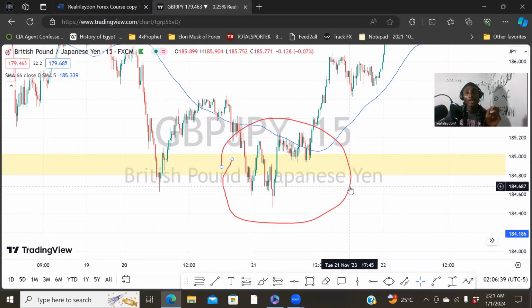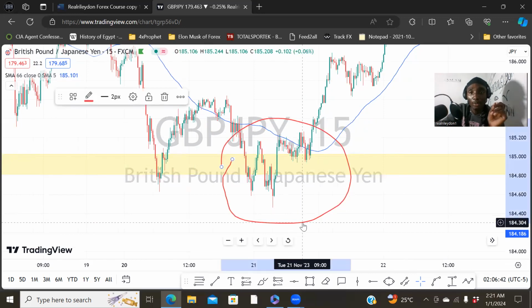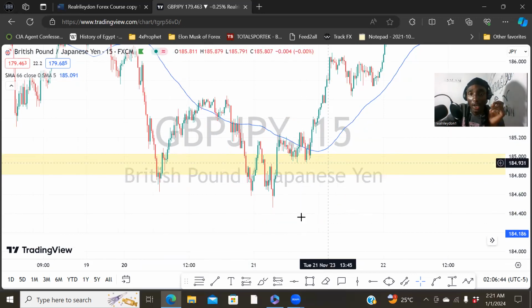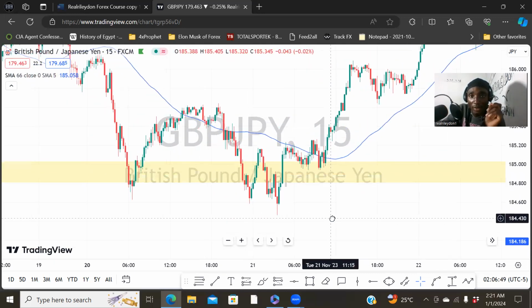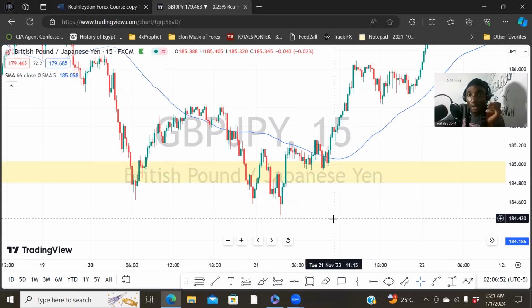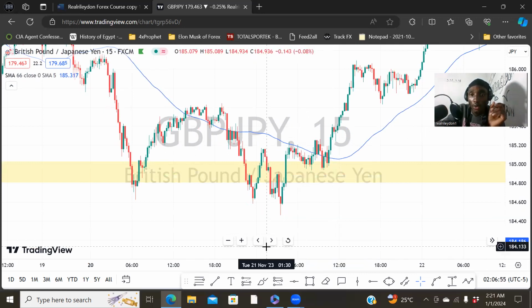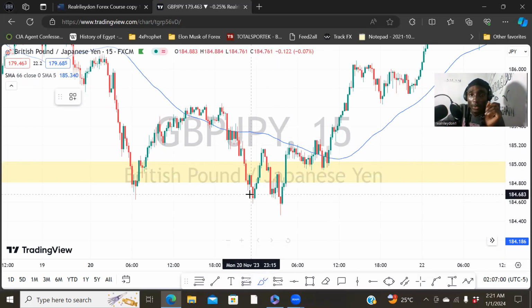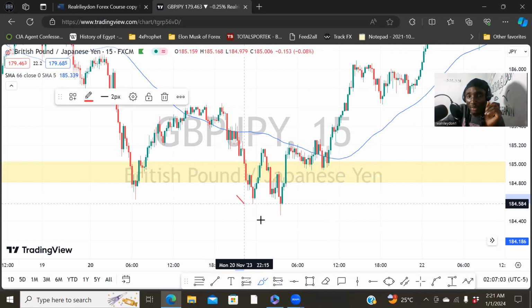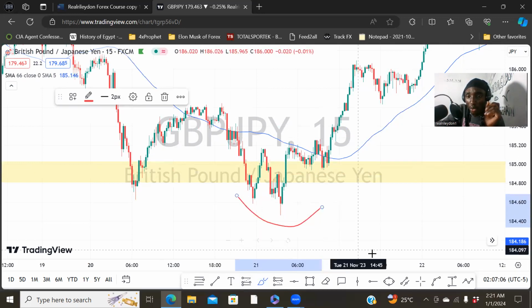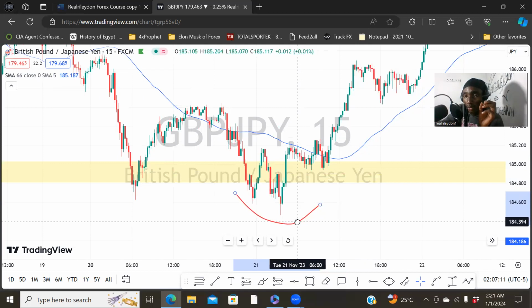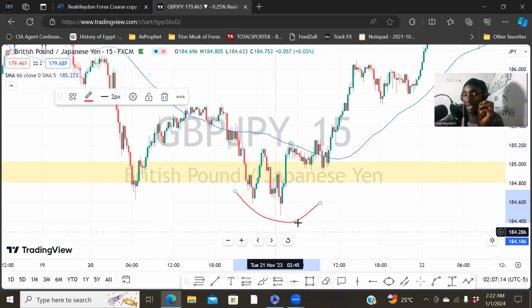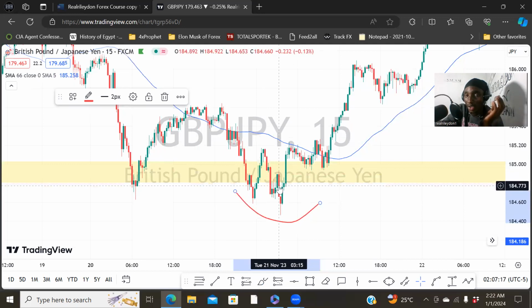Okay, guys, there's no possible entry right here. No, we have to practice patience right here now. We haven't seen any bullish engulfing or any bullish pattern that we can use to say, okay, we can enter a trade for a buy. And even the fact that the market is below our major support zone, we don't want that. We want the market to be above our support zone, not below it.